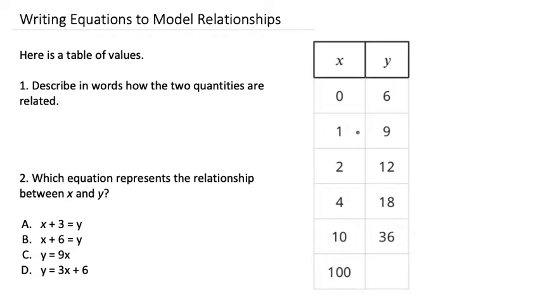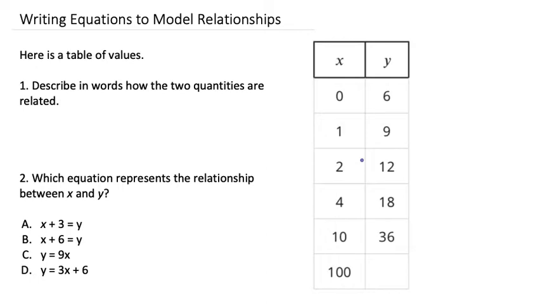In this case, it doesn't seem like that's the case because, for example, if I were adding, 1 plus 8 would give me 9, but 2 plus 8 doesn't give me 12. And we can also check multiplication. 1 times 9 is 9, but 2 times 9 is not 12.